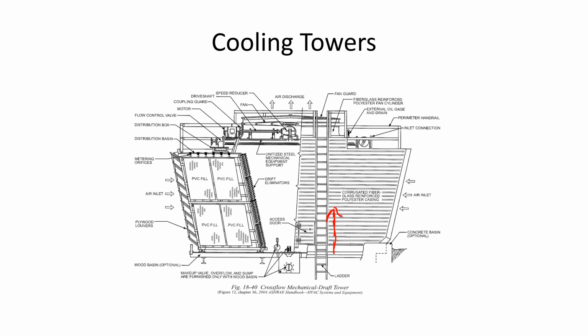But these units are filled with, as they note here, a PVC fill, and this is basically a material that the water runs down over, and it helps create additional surface area. And as they note here too, it also helps eliminate what they call drift, which is where the water could get blown off of the cooling tower by any wind. So it helps keep the water contained inside the cooling tower, and we don't have any loss or as much loss from the system.